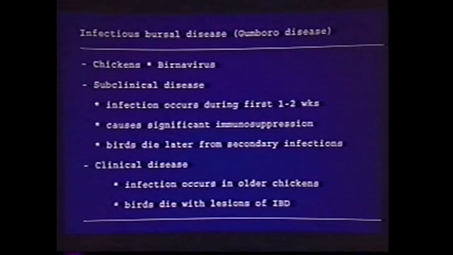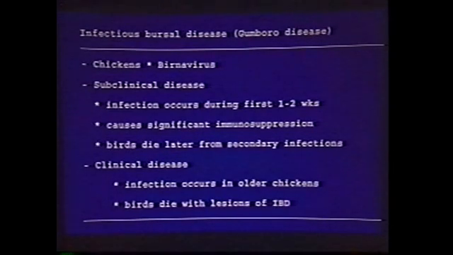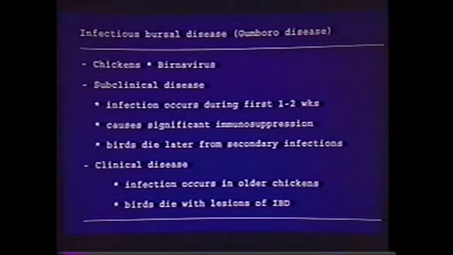Remember, we talked about immunosuppressive diseases. What disease did we talk about? Gangrenous dermatitis, the one we talked about a few minutes ago. Is it predisposed by infectious bursal disease? Immunosuppression will cause a poor response to vaccines later on because the B cells are damaged. The bursa of Fabricius is damaged, so the birds will not respond properly to vaccination.